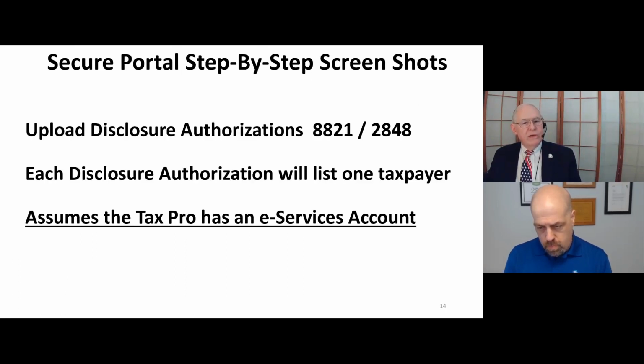And here's what the screenshots look like. We're going to upload a disclosure authorization. Each disclosure lists one taxpayer, and we're assuming right now you've got an e-Services account. If you don't have an e-Services account, please get one. You'll find it to be invaluable, and it's going to pay wonderful dividends overall.